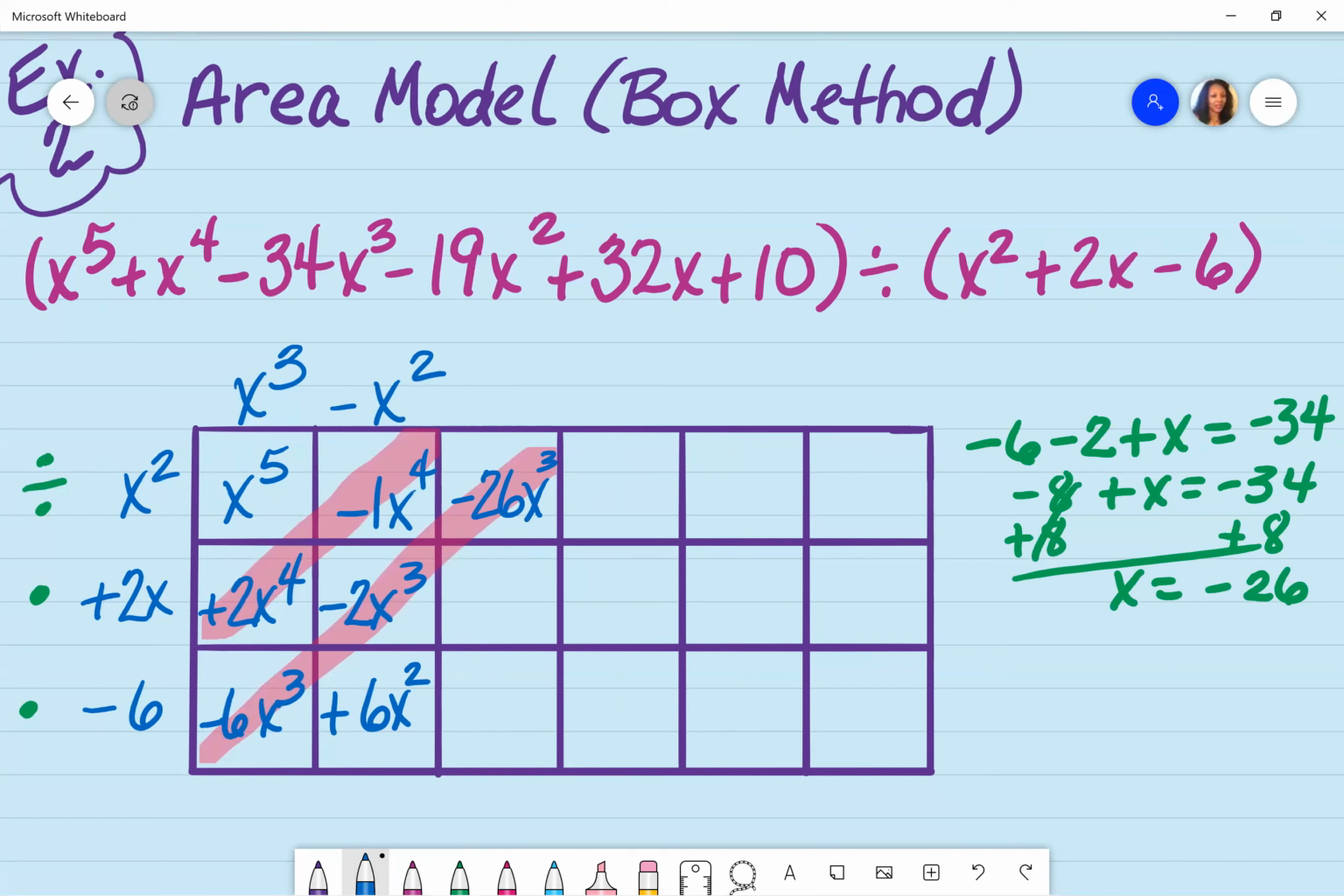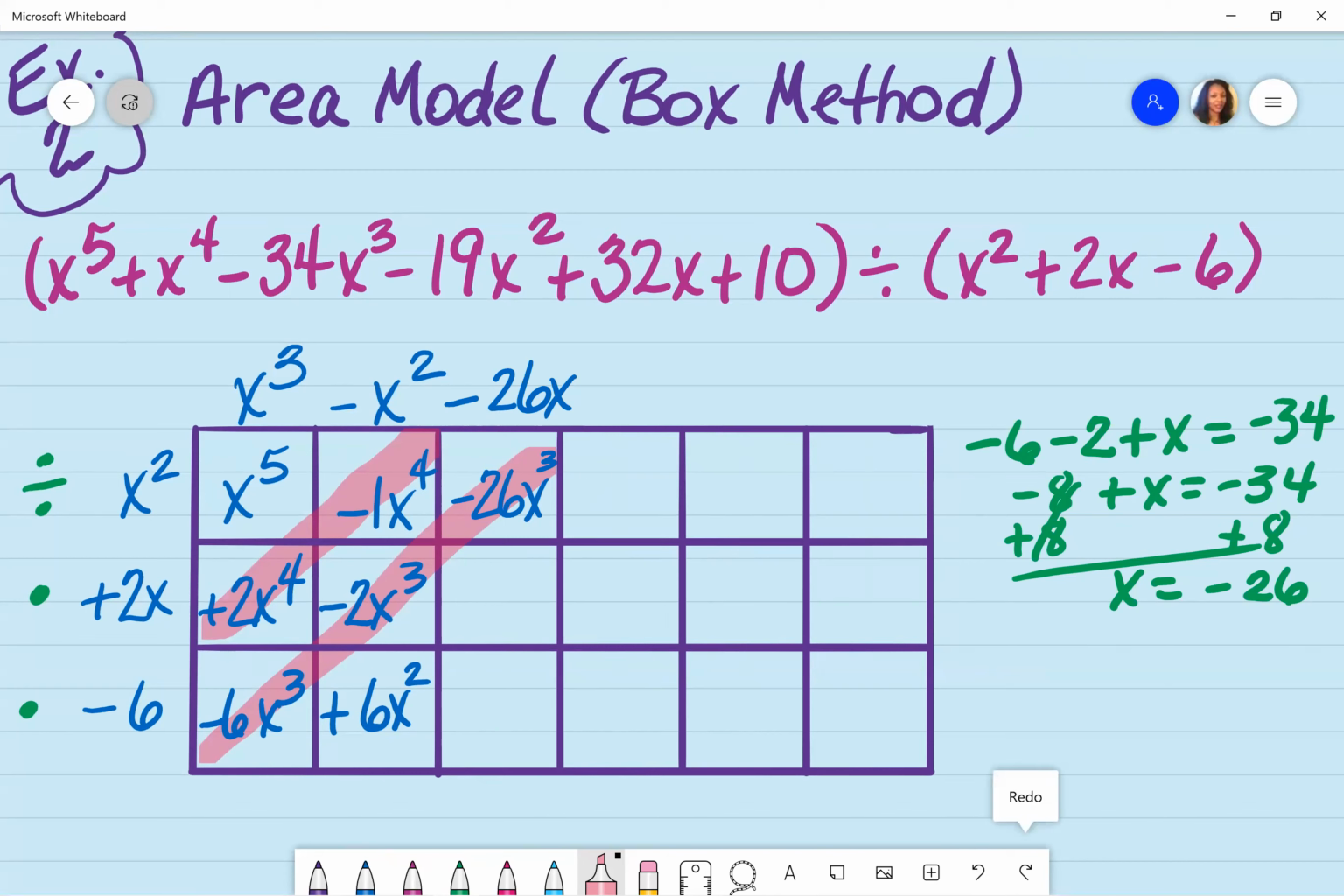Now I can start the division process. Negative 26x cubed divided by what's on the outside, x squared, will result in negative 26x. Again, I'm counting down 3, 2, 1. So my next answer over here will be a constant. But before I can get to that, I have to fill in these next two boxes. And how do I do that?